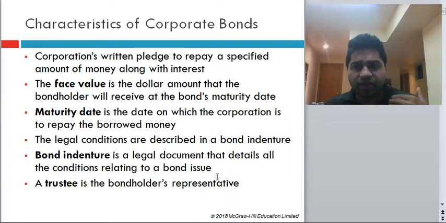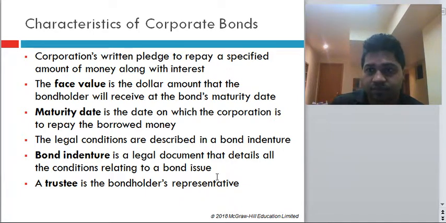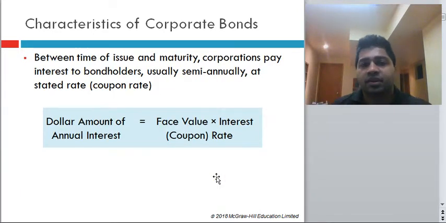Now, when you give your money, the company appoints a trustee. The trustee oversees the company's operations on behalf of bondholders. So the trustee is a bondholder's representative that oversees operations of the company. For example, if the company is not able to pay you back the coupons or something, then the trustee can sue the company and recover it from the company's assets. So the trustee is a bondholder's representative.